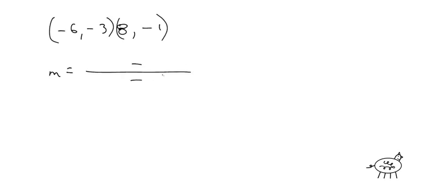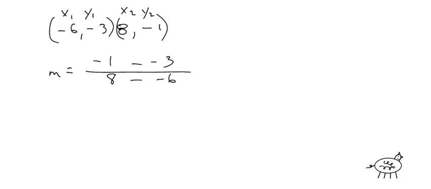Negative 6, negative 3, and negative, or let's call it 8 and negative 1. Okay, so lots of negatives, so I want you guys to do it this way. x1, y1, x2, y2. Okay, let's still stick them in there. y2, negative 1, and negative 3. And this is 8 and negative 6.